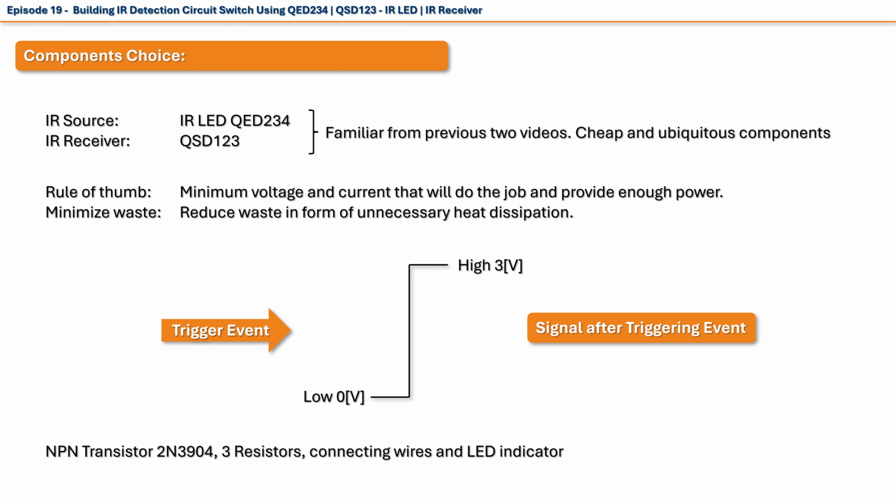Now, how and why did we choose components the way we did? The choice of IR source and receiver is obvious, and based on our two previous videos, as these two components represent ubiquitous source and detection components for an IR detection circuit. Next, the power source. The rule of thumb is to use a power source of minimum voltage and minimum current that will satisfy design parameters and provide necessary power to the circuit's components without unnecessary waste in the form of heat dissipation.